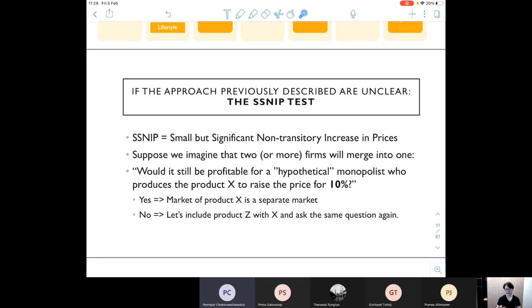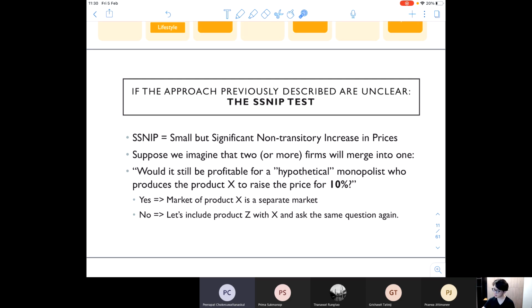All right. If you cannot find this evidence, the standard test that has been used everywhere in the world is called the SNIP test. SNIP test. I recommend you remember the term, because if you say it, people would know that you know about competition law roughly. SNIP stands for small but significant non-transitory increase in price, which doesn't really make sense to anyone listening to it for the first time.